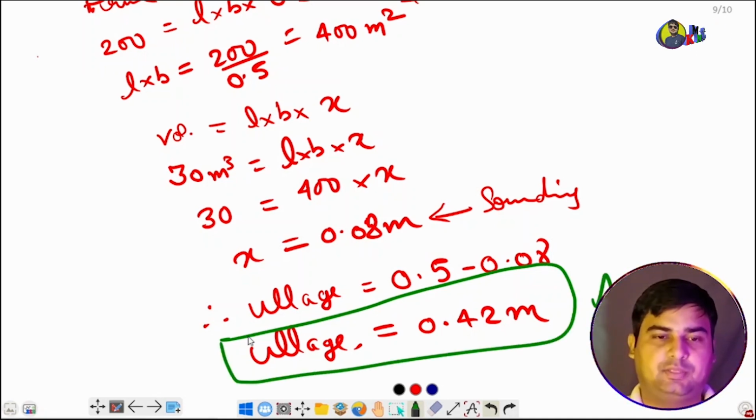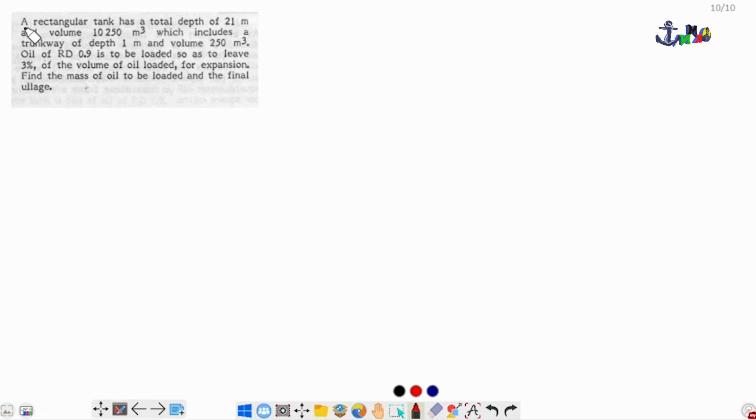Okay. Now we'll move forward to the next question. A rectangular tank has a total depth of 21 meters and volume 10,250 meter cube, which includes a trunkway at depth 1 meter and volume 250 meter cubes. Oil of RD 0.9 is to be loaded so as to leave 3% of the volume of oil loaded for expansion. Find the mass of oil to be loaded and the final ullage.